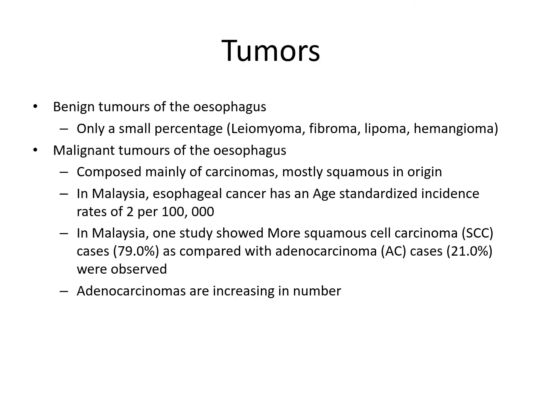Only a small percentage of tumors in the esophagus are benign, and they are composed of leiomyomas, fibromas, lipomas, and hemangiomas. Malignant tumors of the esophagus are composed mainly of carcinomas, mostly squamous in origin. In Malaysia, esophageal cancer has an age-standardized incidence rate of 2 per 100,000 population. In Malaysia, it's more common to see squamous cell carcinoma as compared to adenocarcinoma, but adenocarcinomas are increasing in number.